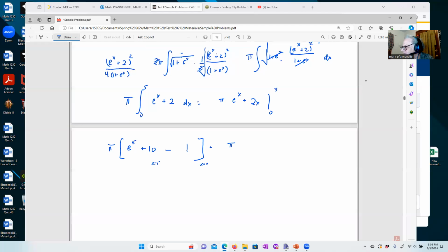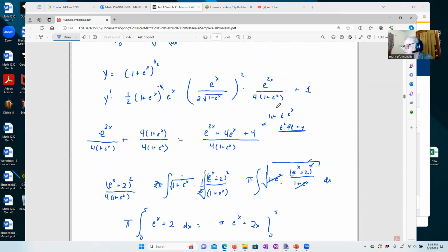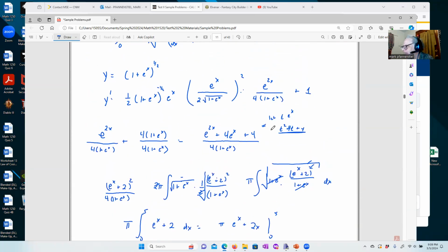We have pi times e to the fifth plus 10 minus 1, which is plus 9, and let's call that good. Okay, so that would be the exact value for that surface area of revolution. Again, this one was pretty straightforward. It's a little tricky in how you add the 1, but for the most part, most surface area problems tend to have this kind of pattern, tend to have this kind of rhythm to it. So try to remember, you're going to have to add that 1 somehow.